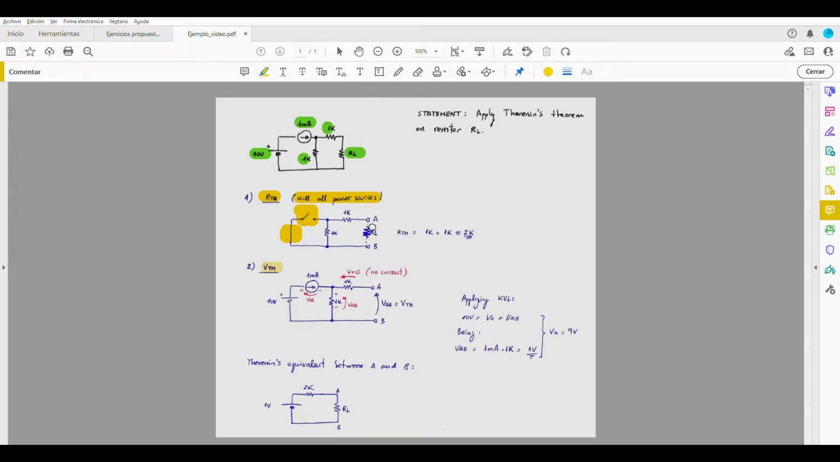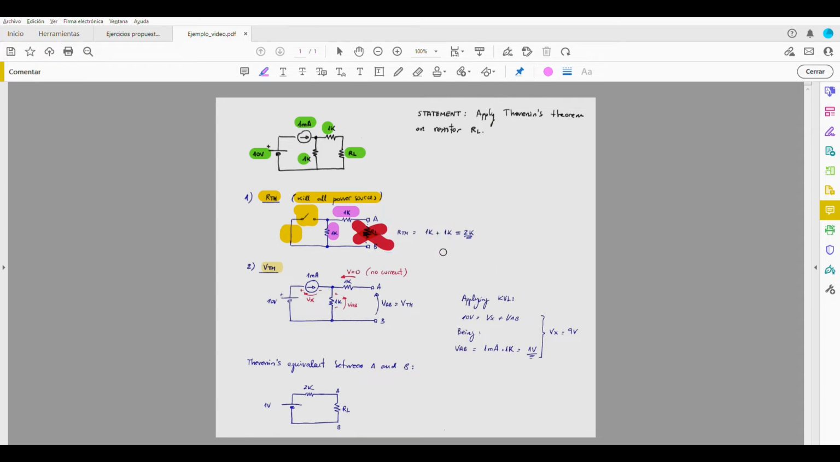Of course, this load resistor is not connected here. Let me put it in red. This resistor is not connected. So the circuit is open between A and B. Since this part is open, the resistance between points A and B is 1K in series, let me put it in another color, 1K in series with another 1K resistor. So finally, the Thevenin's resistance is 2K.